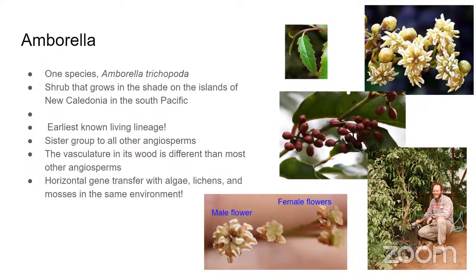We see it on islands in New Caledonia, which is in the South Pacific. It's a shrub, so we can see some pictures of it. So it's woody, not very tall, not a very thick trunk. It's got some pretty crazy to me looking flowers. It's got some groups of berries. It's got some toothed leaves here.